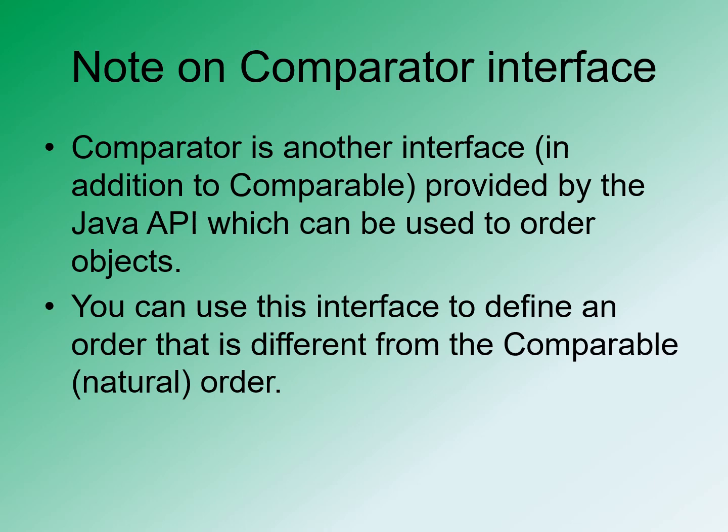A note on the Comparator interface. Comparator is another interface, in addition to Comparable, provided by the Java API, which can be used to order objects. You can use this interface to define an order that is different from the Comparable or natural order.